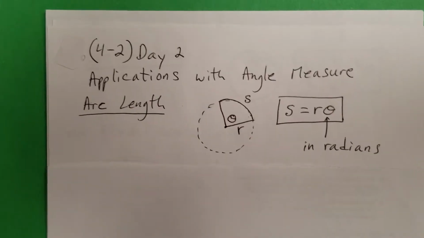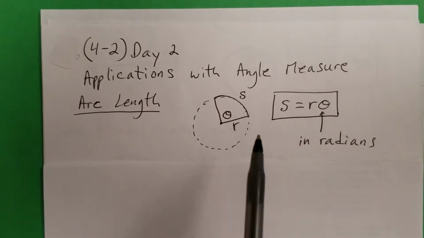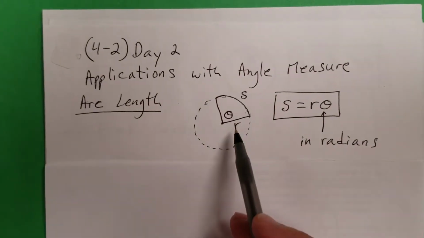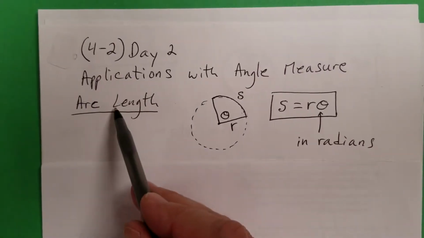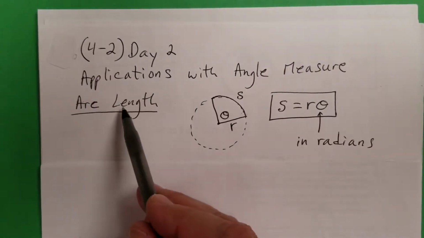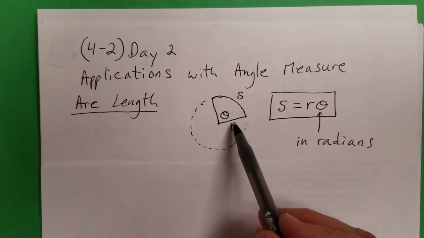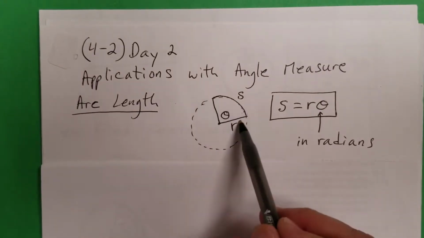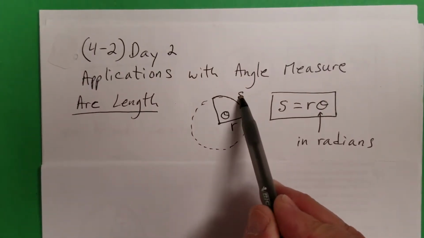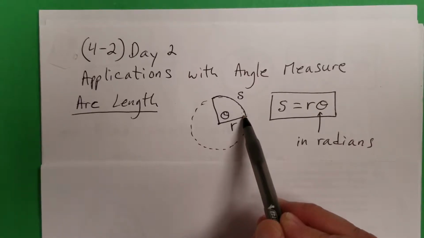First, let's talk about arc length. Now the letters don't match. It's not going to be the first letter of what we're talking about. Arc length in my picture is S, and that's what the book uses.